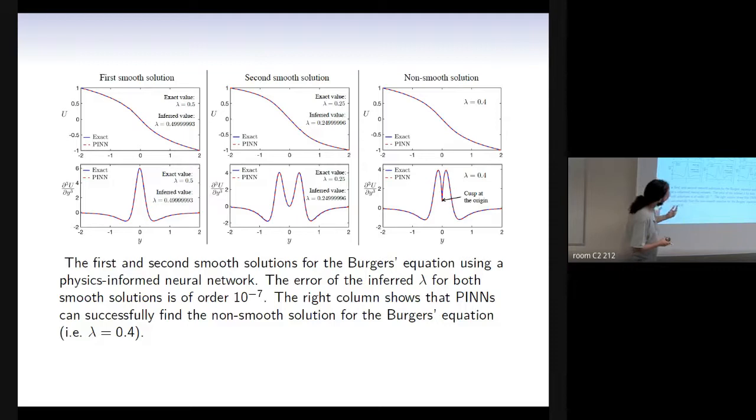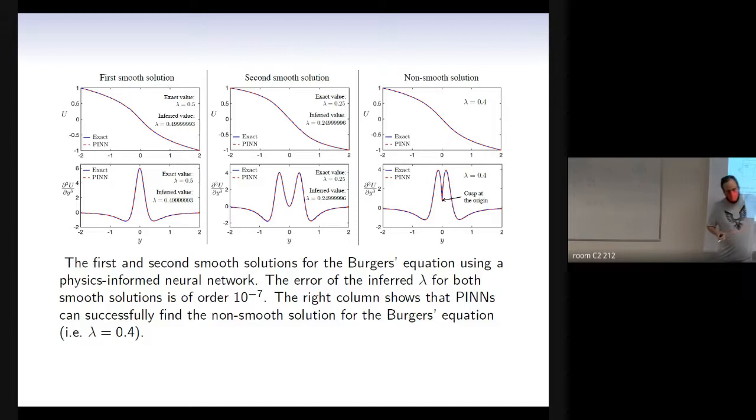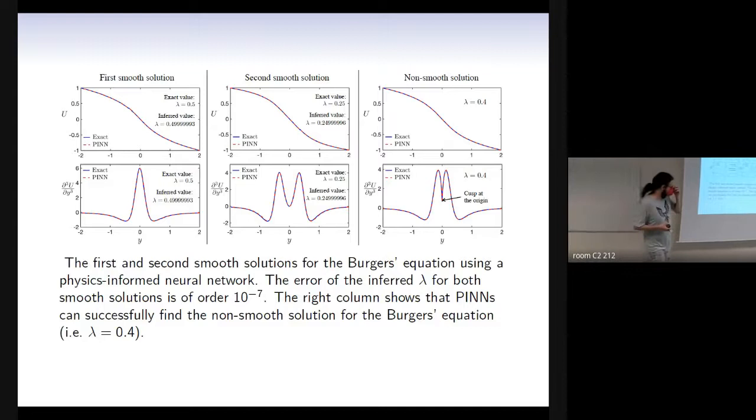And moreover, it was able to find the non-smooth solution, so the non-self-similar solution. The self-similar that were non-smooth. If we now fix lambda, of course, otherwise it will converge to some other solution. If we fix lambda to, let's say, 0.4, which is not 1 over an even integer, then it was able to find the non-smooth solution, again, with a tiny error, or with an error which was good enough for what we want. Okay, so this was promising, and we were happy that this happened. Okay, so we moved on.